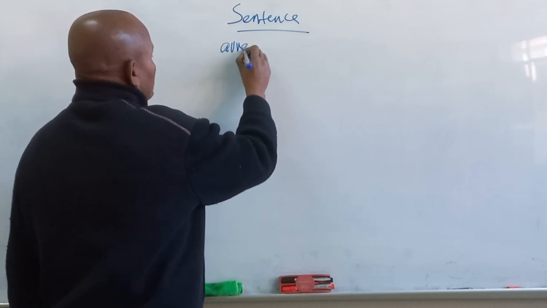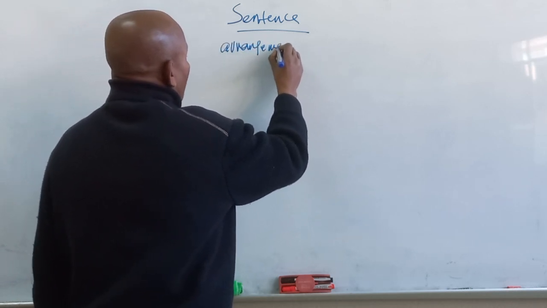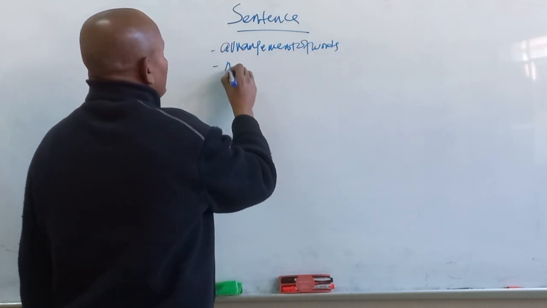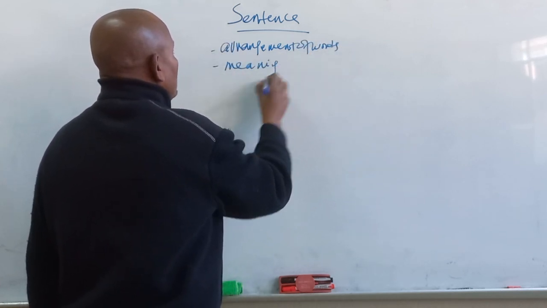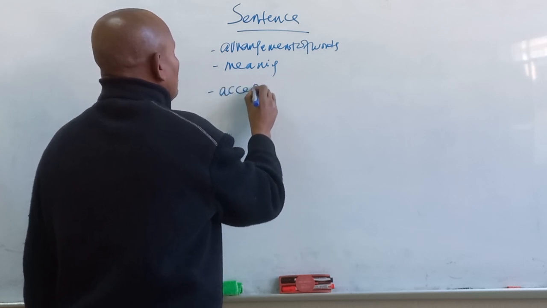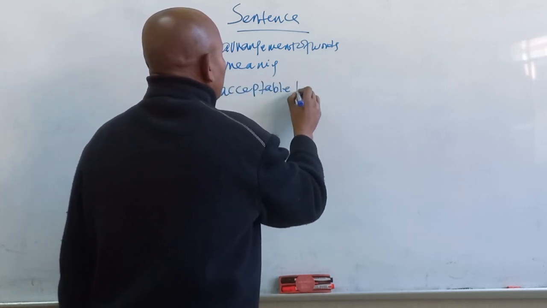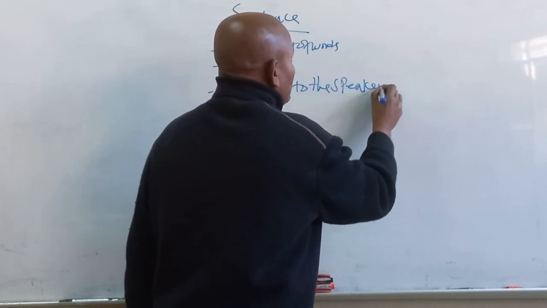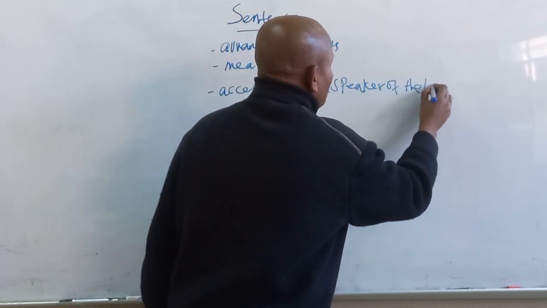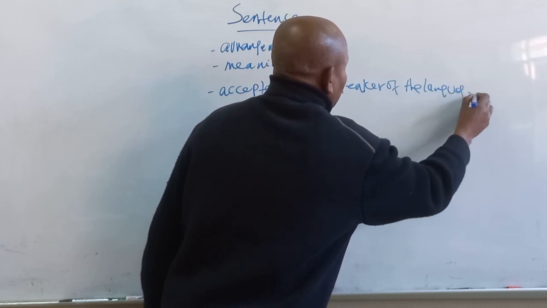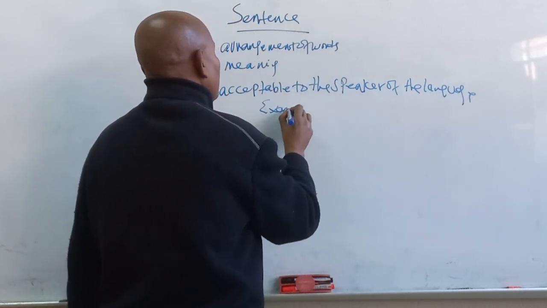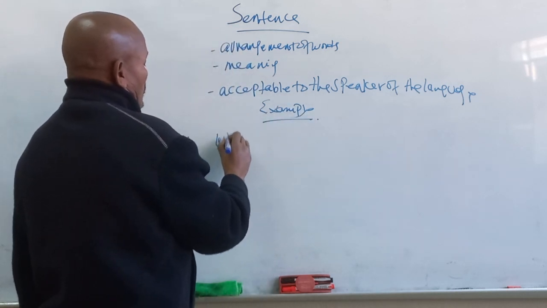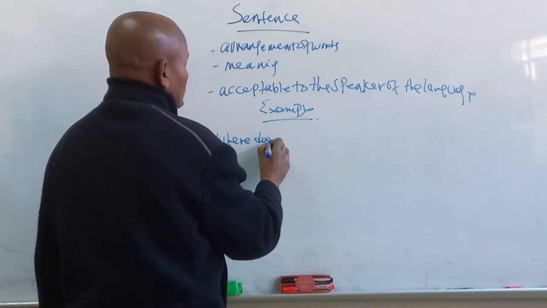A sentence is an arrangement of words, which has meaning and is acceptable to the speaker of the language. The speaker of the language. Example is here. Where does she live?